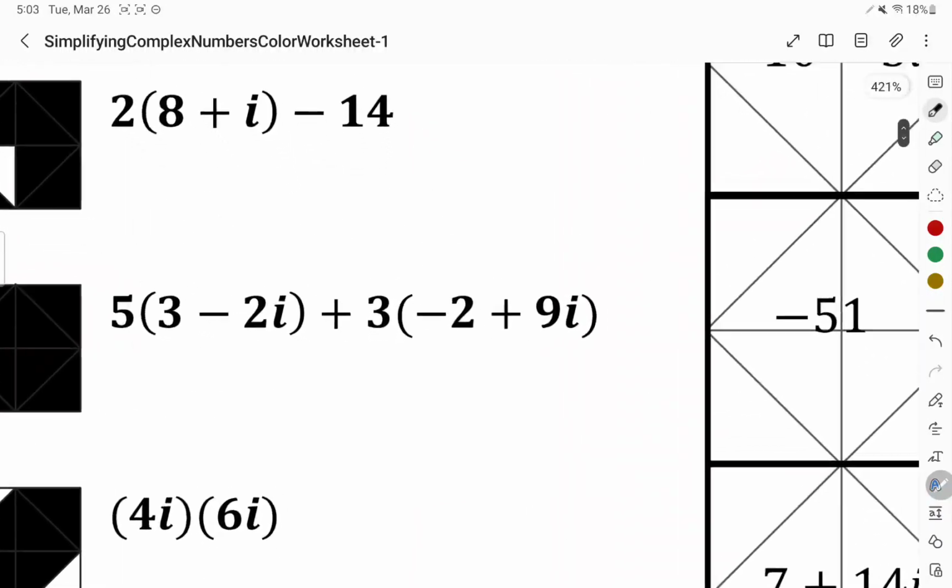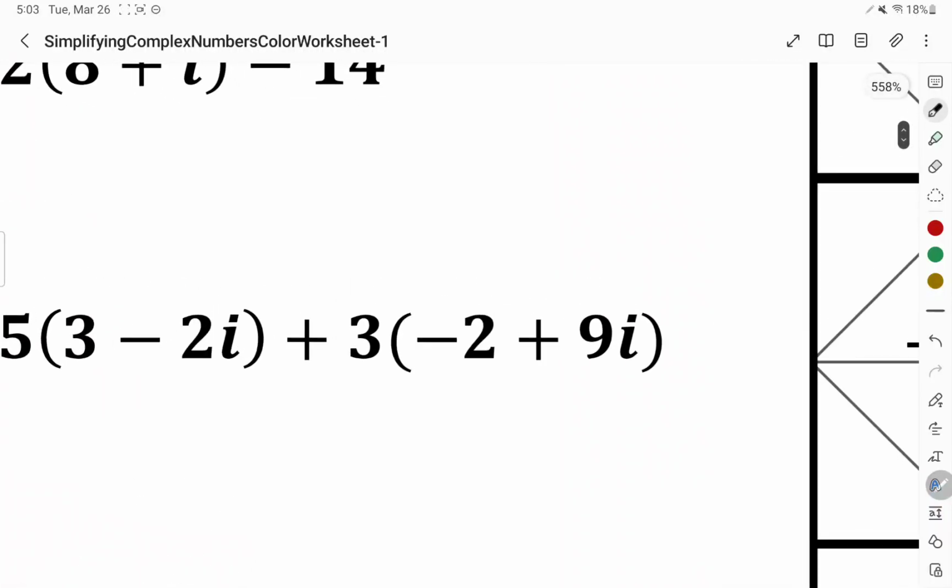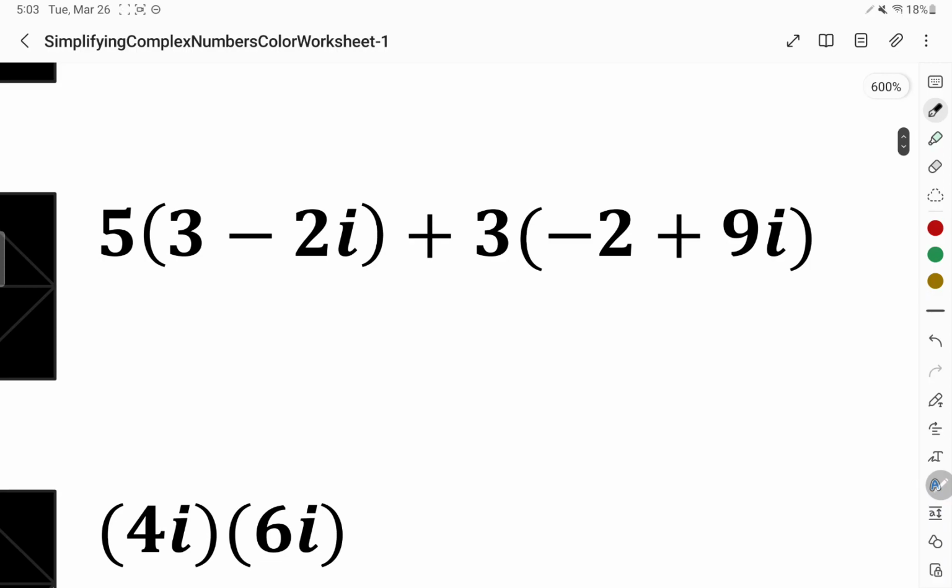First thing, we have to simplify number 4. The main reason why we need to simplify number 4 is because we have this 5 and this 3 that has to distribute inside of the parentheses. So let's go ahead and do that. Should be relatively easy.